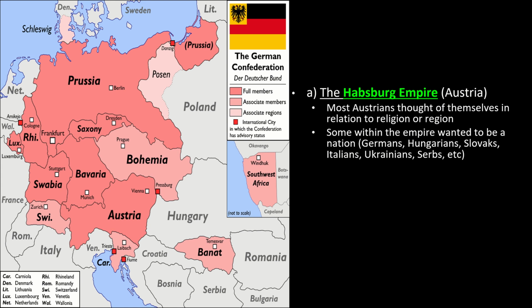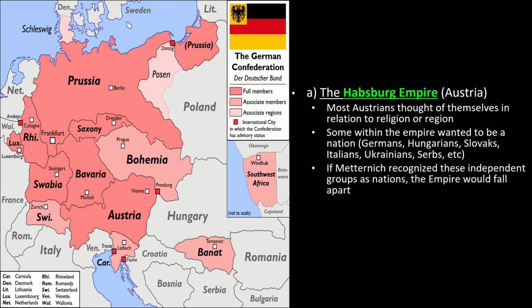And they all have their own languages, and they all have their own cultures, but they're all being ruled by these German-speaking Austrians that they can't relate to. This is why, guys, the Habsburg Empire is a recipe for disaster, and it is going to be the center of many of these revolutions and many of these wars that are going to happen in the next 100 years.